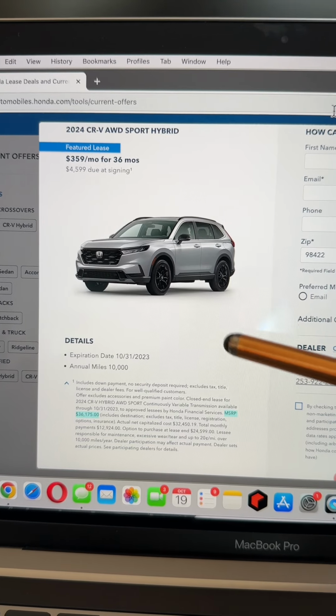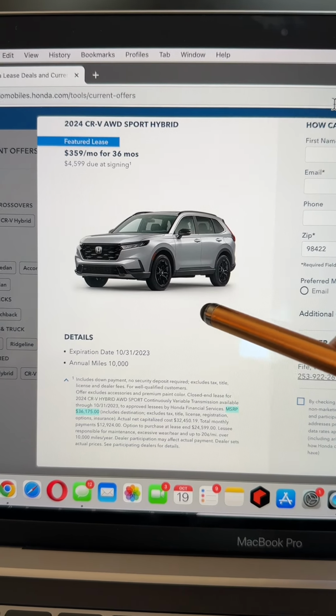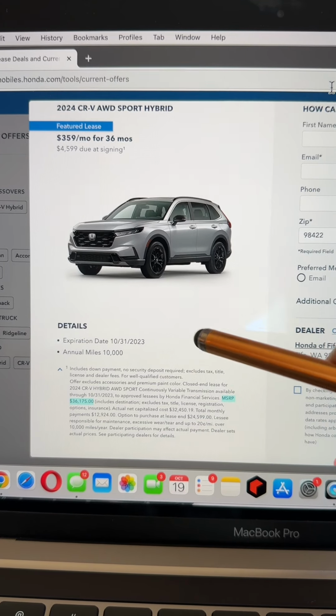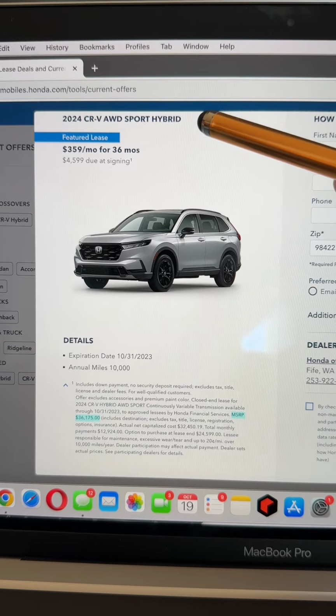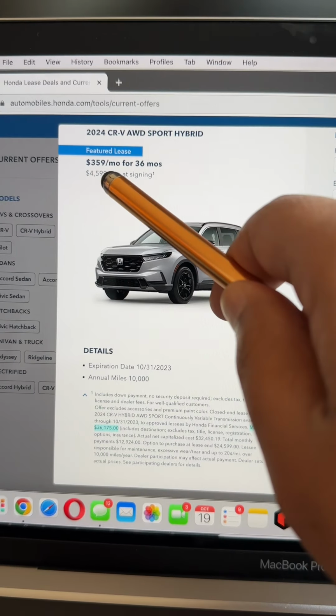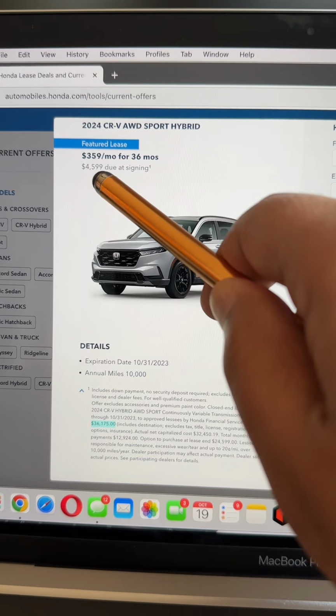Do you want to put $0 down on a lease? Well, here is a little trick that I use that will show you the effective monthly payment on any national lease deal like this one with $0 down. So as you can see here, I can lease this 2024 CRV all-wheel drive sport hybrid for $359 a month for 36 months with $4,599 due at signing.